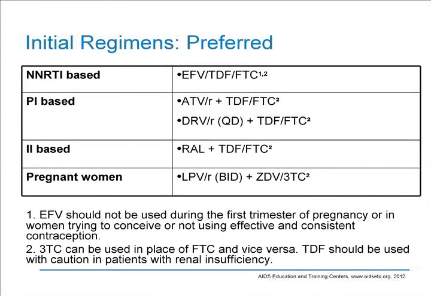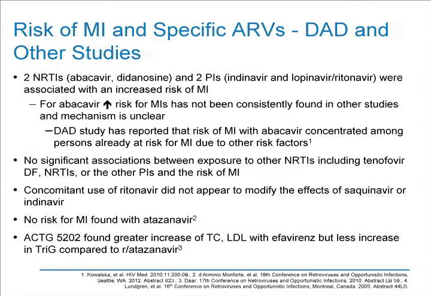If you ask what are the preferred regimens updated for the 2012 version of the DHHS guidelines, they're summarized in this table based on categories of the anchoring drugs: non-nucleoside drugs, protease inhibitor-based or integrase-based, or for pregnant women. So a high percent of initial regimens in the United States tend to be from those listings.